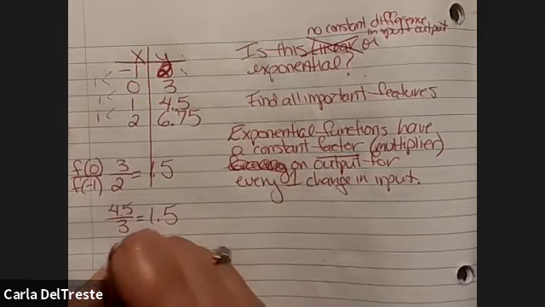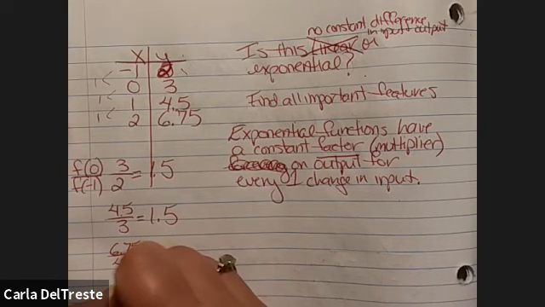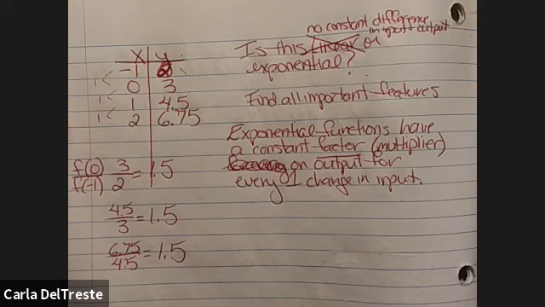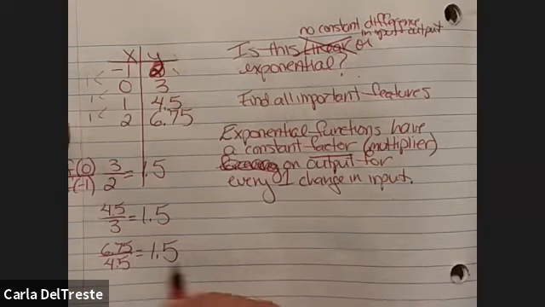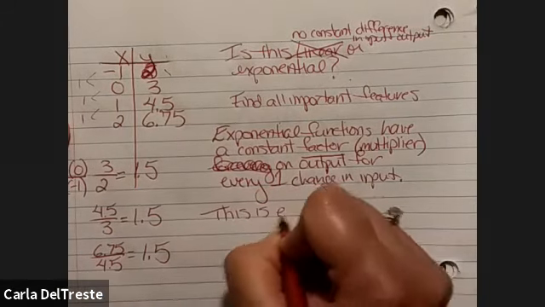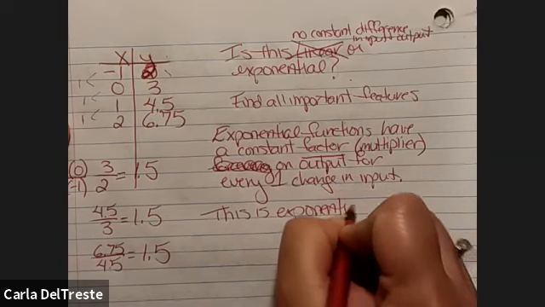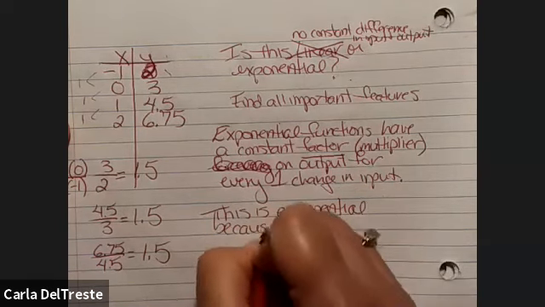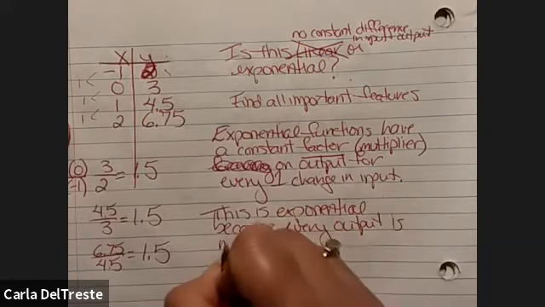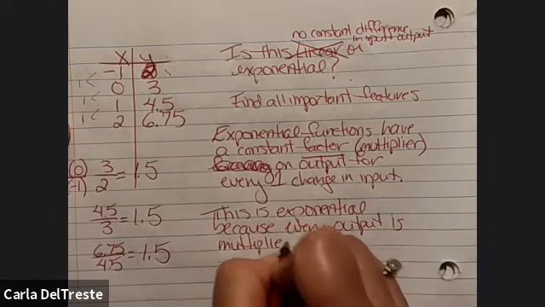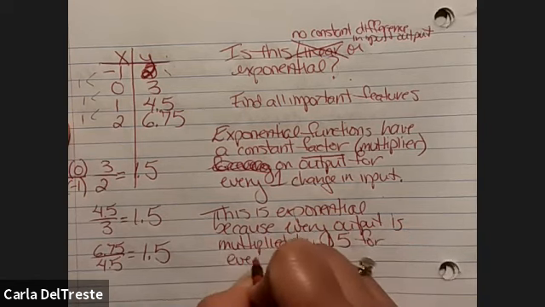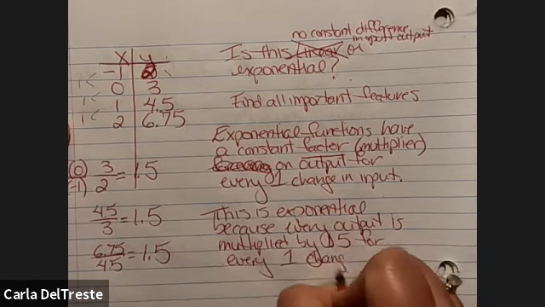And then last but not least, because I do need to test all of them to make sure that the pattern is consistent, if I put that in my calculator, I get, again, 1.5. So yes, there is a constant multiplier. Okay? I can say this is exponential because every output is multiplied by 1.5 for every one change in input.